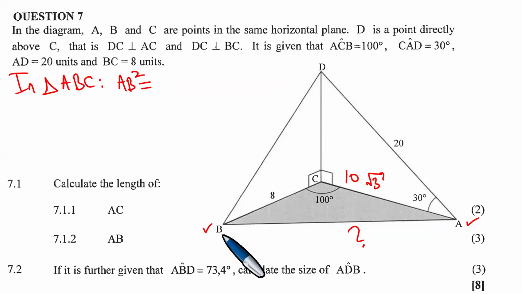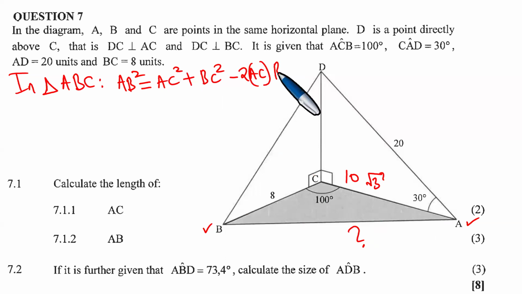So we have AB squared in the triangle ABC equals AC squared plus BC squared minus 2 AC BC cosine of the angle, and the angle there is the angle BCA.